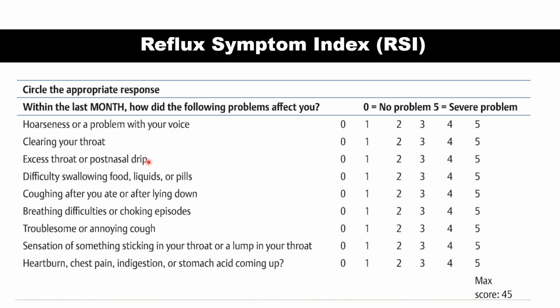excess mucus in the throat or postnasal drip, difficulty in swallowing food, liquids or pills, coughing after lying down or after meals, breathing difficulties or choking episodes, troublesome or annoying cough, and globus sensation, and finally either heartburn or chest pain or indigestion or a sense of stomach acid coming up.